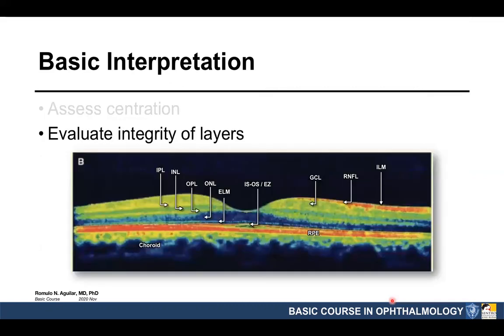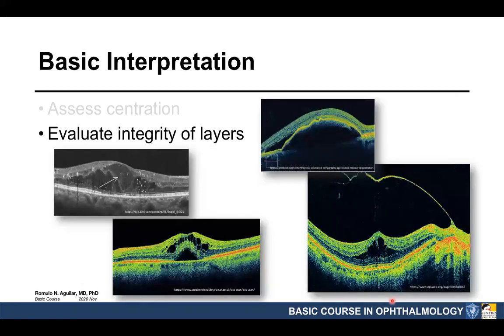Next, you evaluate the integrity of the layers. This is the same picture I showed earlier with well-defined layers. In certain diseases, you will see disruption of those layers. You will see cysts forming, elevations of the pigment epithelium. You can see like shredding of the layers.